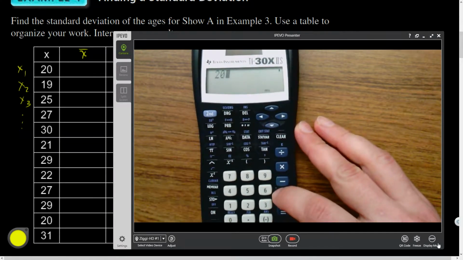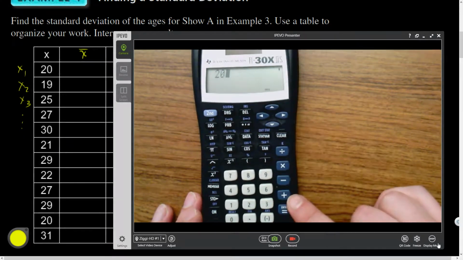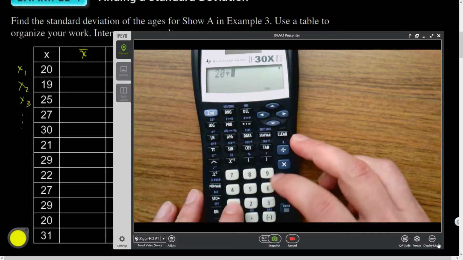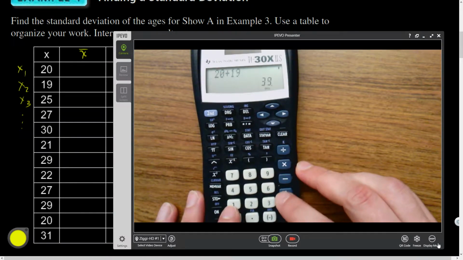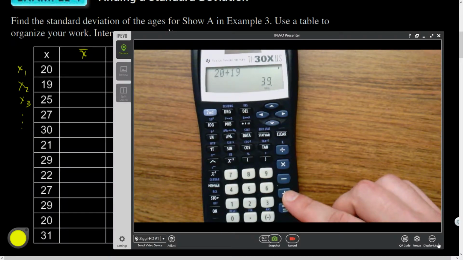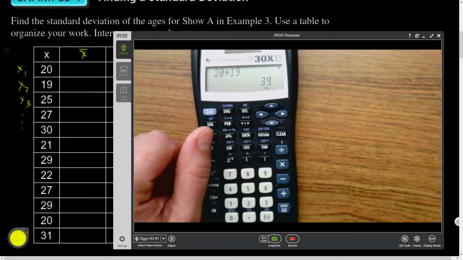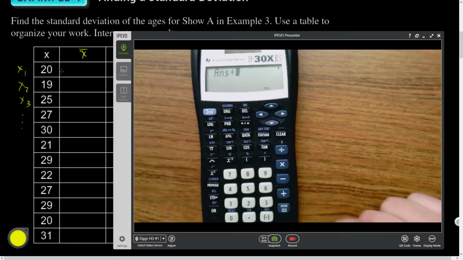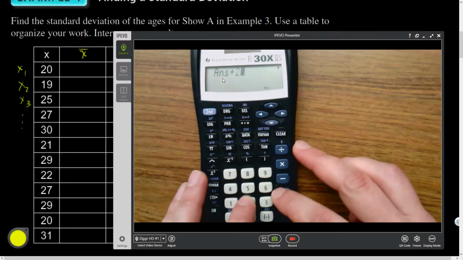So I'm going to do 20, and there's a plus sign right here, plus 19. Oh dear, I hit enter accidentally instead of plus, but that's fine. 39 is just the sum of these first two, so I can just hit plus. Doesn't matter. And what do you think ANS means? Answer. It's going to take my 39, and I'm going to add 25, and watch, I'll just keep hitting plus.